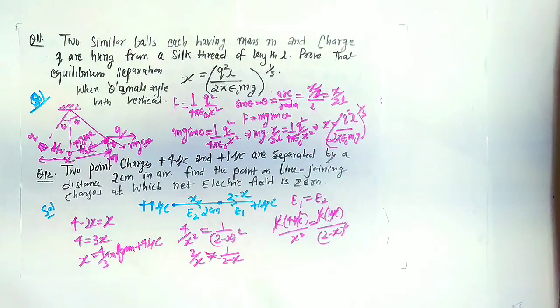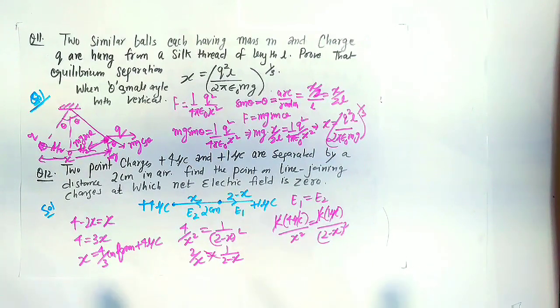So in this way, a very simple question. This is the 12th question. So these are all the numericals. You go through them and find out.